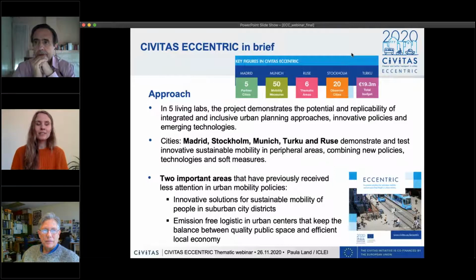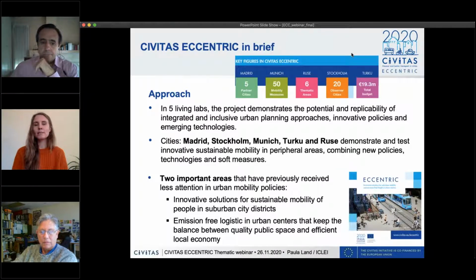And it addresses two important areas that have previously received less attention in urban mobility planning and policies. One of them is innovative solutions for sustainable mobility of people in suburban or peripheral city districts, and this is the topic that we're addressing today.